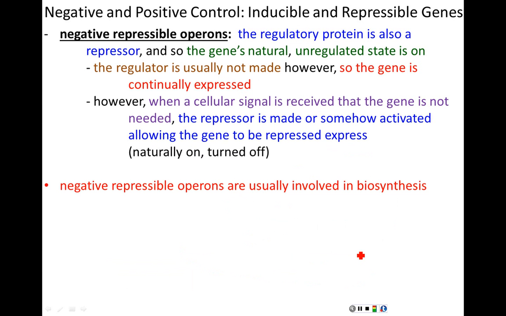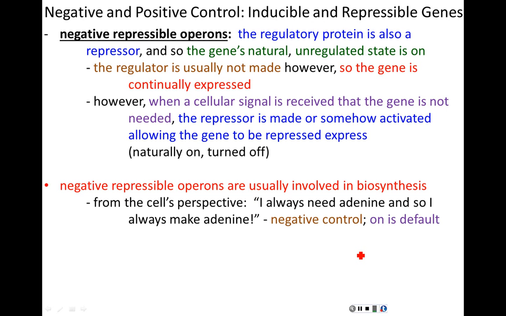Negatively repressible operons are usually involved in biosynthesis. The default state is on. Normally the cell wants biomolecules to be made, but in the rare circumstance that some biomolecules are available in the environment, it's time to turn those operons off and save some energy.